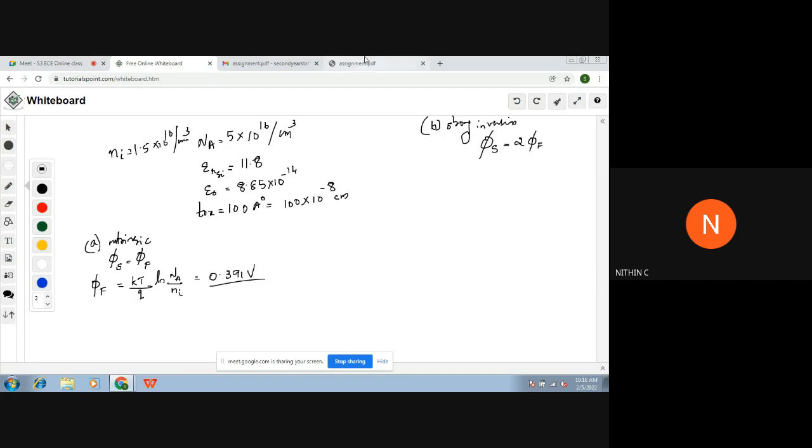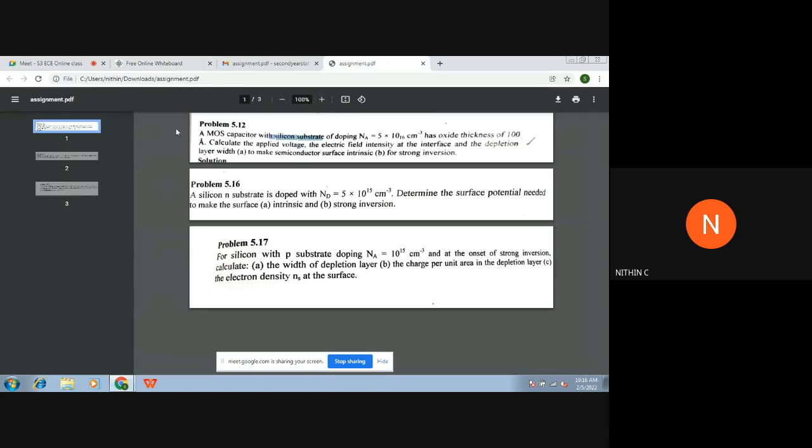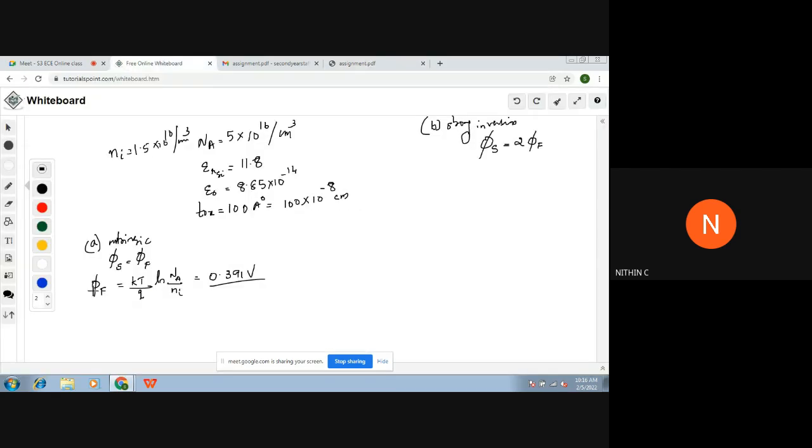What else is asked to find? Initially the depletion layer width. So you can directly find the depletion region width. The equation is Wm is equal to, what is the expression? 2 epsilon phi s divided by q Na. In this case, for intrinsic, phi s will be equal to phi f itself. So you can write 2 epsilon phi f divided by q Na. You can find it easily. You have the value of phi f.